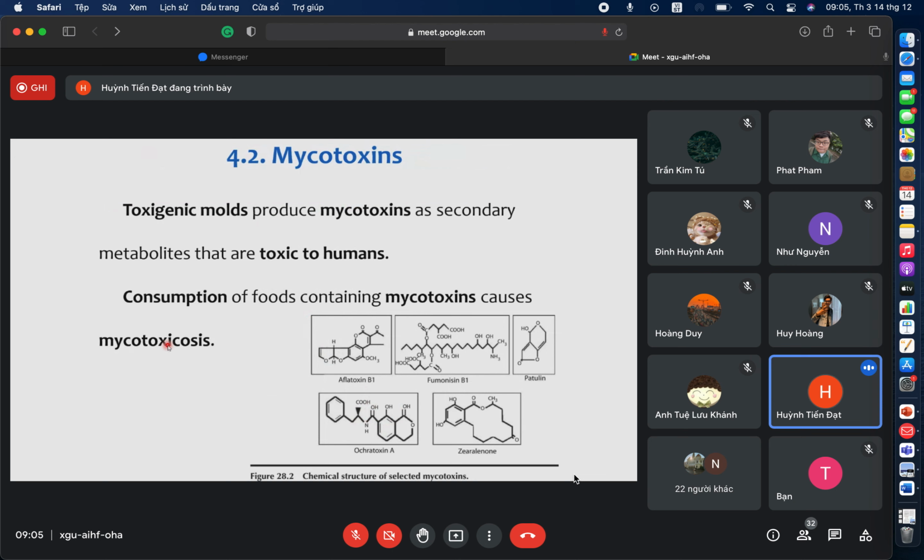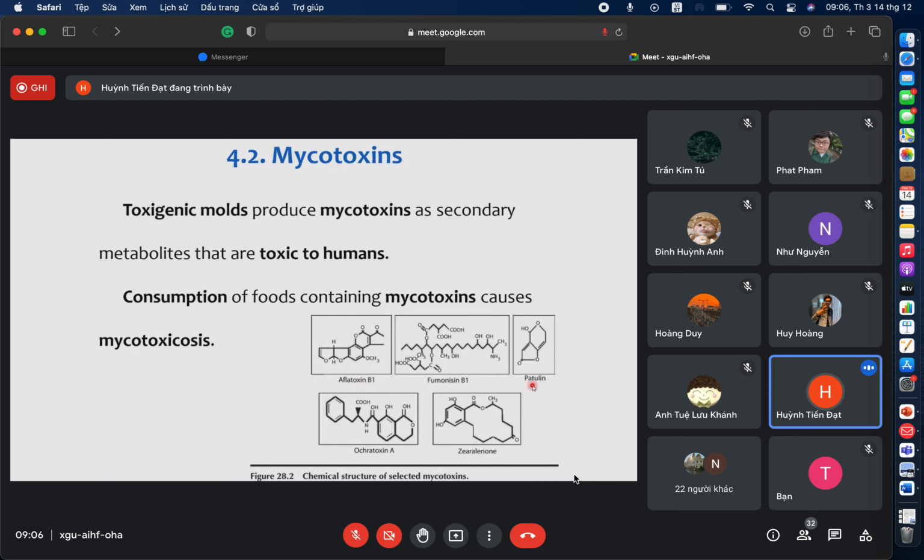So next part, I will introduce the mycotoxin, and after this maybe we can take a break. So, toxigenic molds. Toxigenic means the molds can generate toxin, they can release mycotoxin. This is not the primary product but a secondary metabolite from them, and it has toxic effects for humans. Consumption of food containing mycotoxin can cause mycotoxicosis. Most likely in Vietnam it involves aflatoxin, which is in the law regulation.